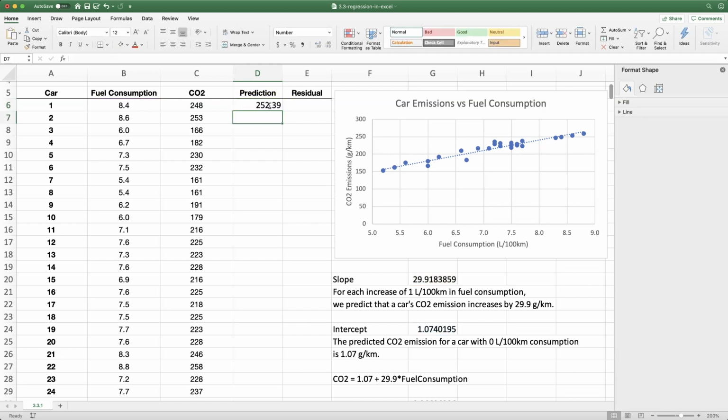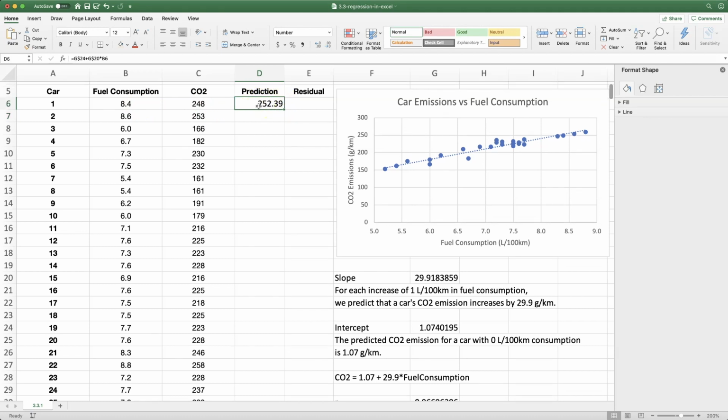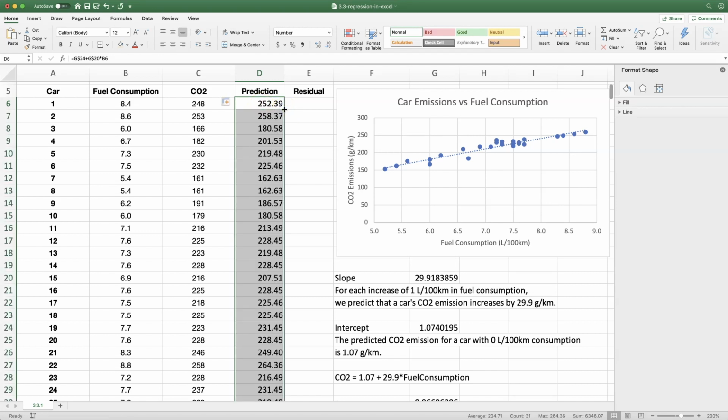Hit enter, and we have a prediction for our first car. A car with 8.4 liters per 100 kilometers fuel consumption is predicted to have a CO2 emissions of 252.39. Autofill this formula to the rest of the cars by moving your cursor to the bottom right green square and double-clicking. We now have predictions for each car's CO2 emissions.